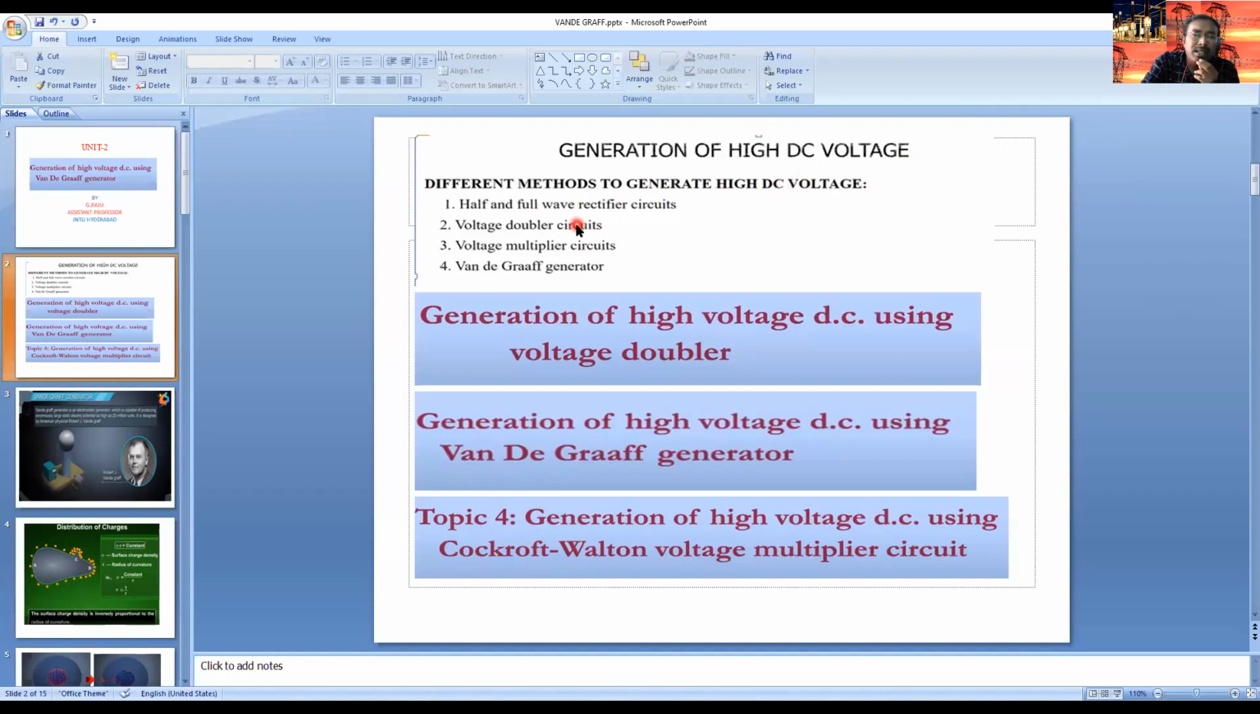The DC generation can be done by using half wave and full wave rectifiers. Second, the voltage doubler circuit, third, the voltage multiplier circuit, and the fourth one, the Van de Graaff generator. So these are the four important topics under DC. One by one we will discuss each and every topic.